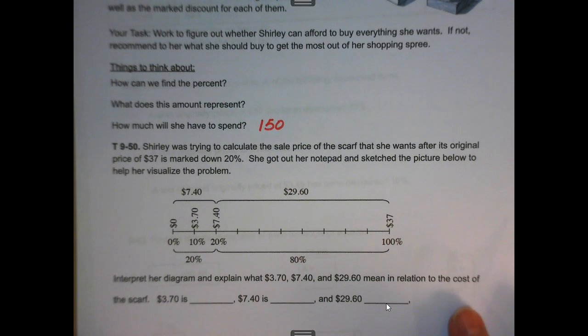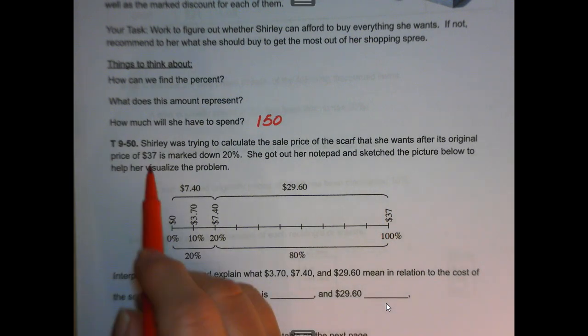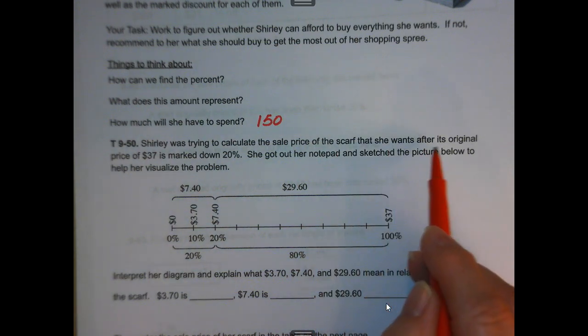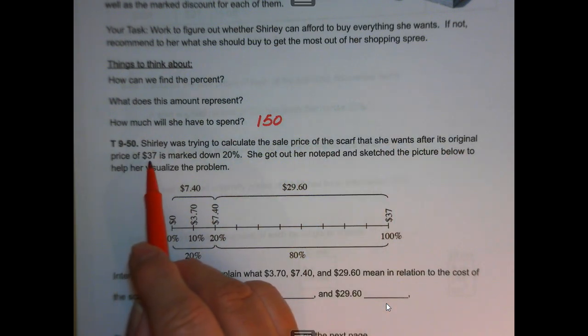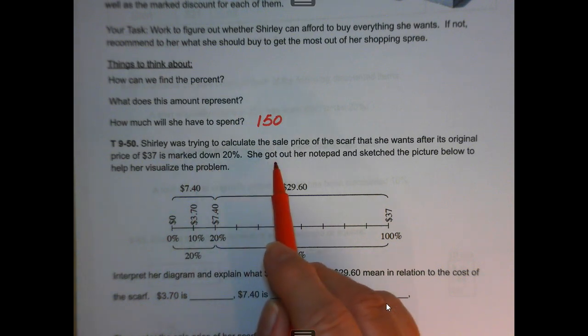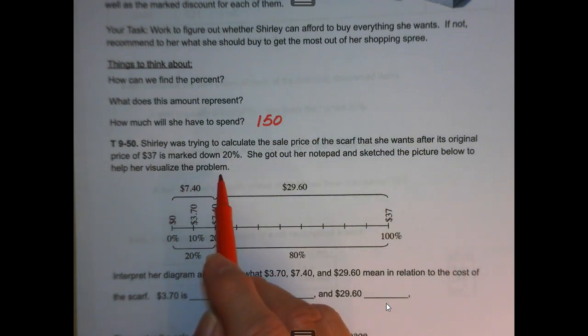And as we move into the problem, I have combined 49 and 50, and we're going to be looking at some of the more specific things in 50 to begin with. Shirley was trying to calculate the sale price of the scarf that she wants after its original price of $37 is marked down 20%. She got out her notepad and sketched the picture below to help her visualize the problem.